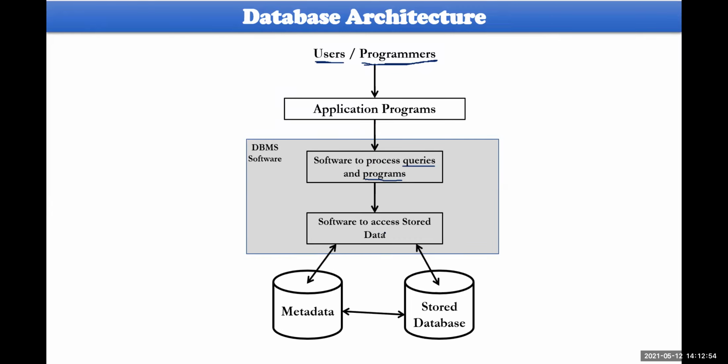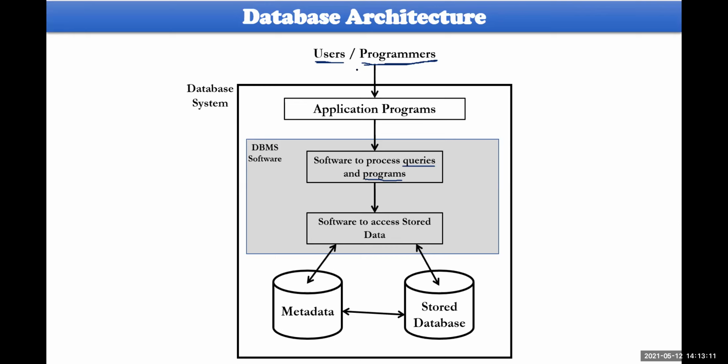So this whole set of application programs, the database management system software, the metadata and the stored database will be considered as the database system. Actually two layers will be there: one is the database system, the second is users and programmers. The database system is again divided into three layers: application programs, database software, and the metadata or the actual stored database. So this is a comprehensive way of representing database architecture.